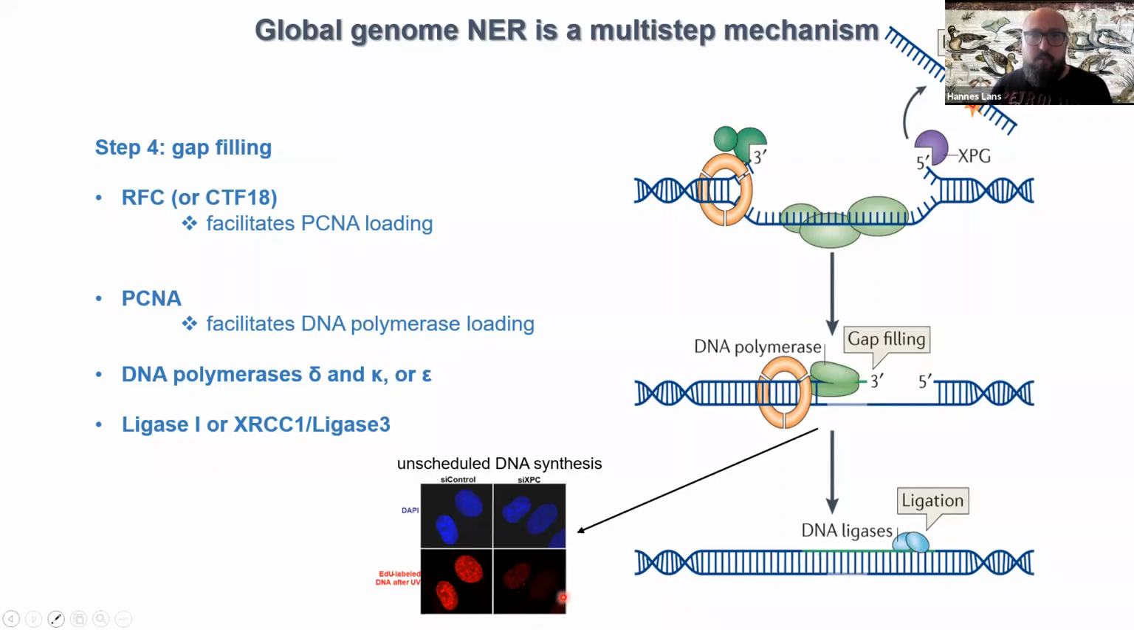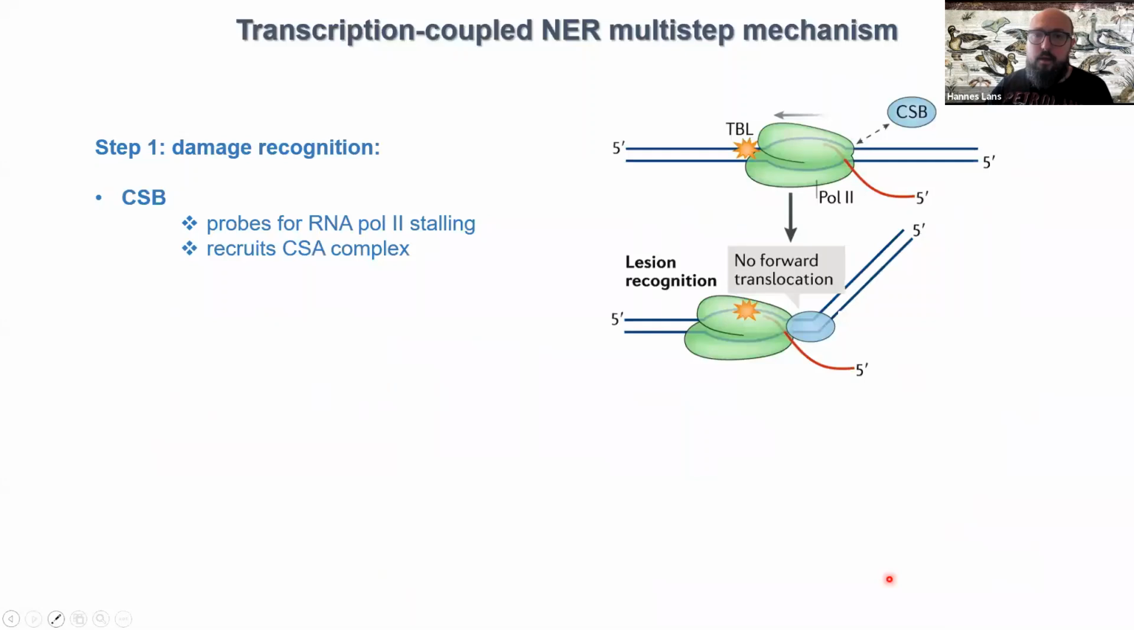This is global genome nucleotide excision repair. The other pathway is the transcription-coupled repair pathway, and I already said that the basic core NER machinery of transcription-coupled nucleotide excision repair is the same as global genome repair. The only difference is the initiation. So transcription-coupled repair is coupled to transcription because it's initiated when RNA polymerase II stalls on a lesion.